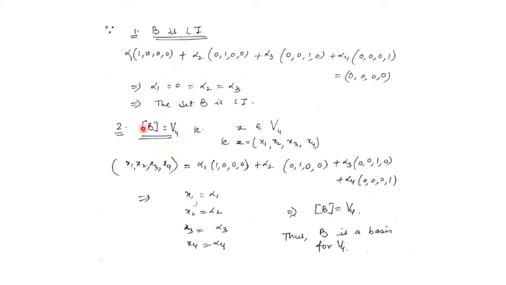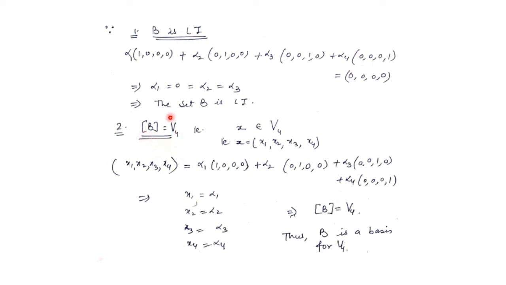Now we need to check the second one, that means the span of B is equal to V4. One side is obvious: the span of B is always contained in V4 because V4 is a vector space. This is a bigger set. This contains all the elements of this form, right? The span of B is nothing but the linear combinations of these elements. B is a subset of V4, so clearly the span of B will be a subset of V4. We have to show the reverse inclusion, meaning V4 is contained in the span of B.